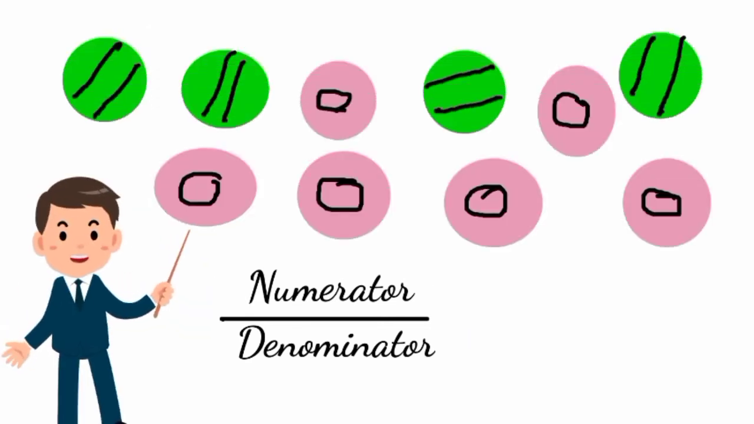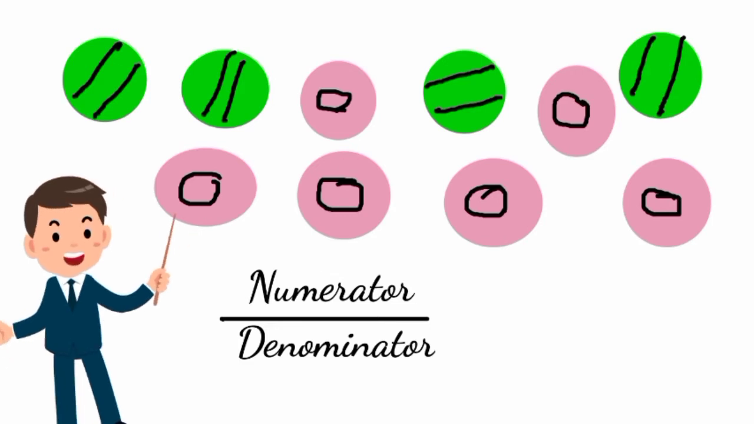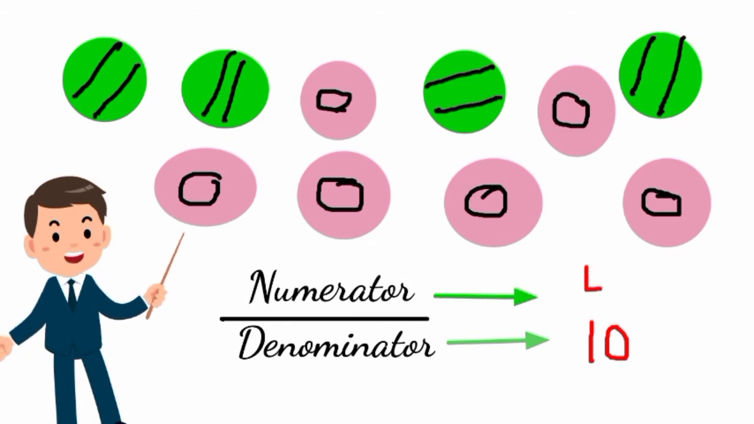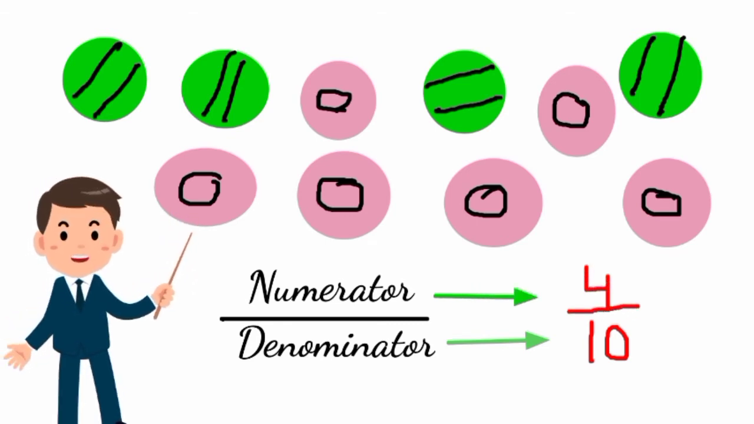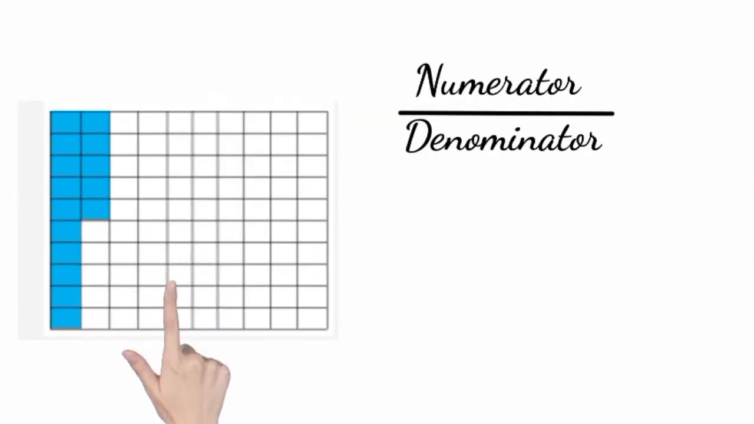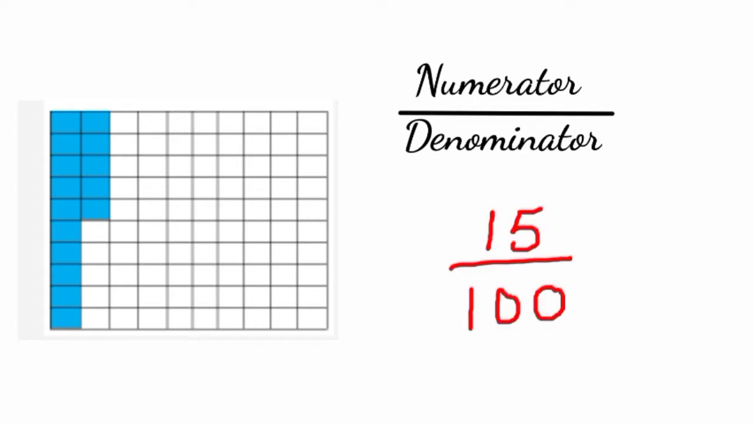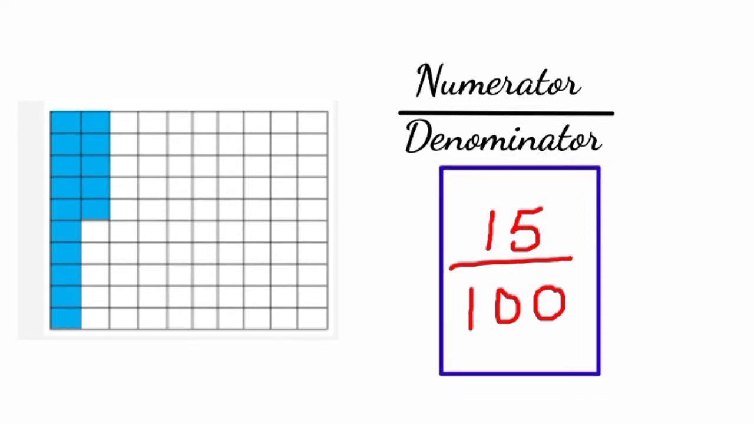Similarly, if we want to write the fraction of green balls out of these 10 balls, the total number of balls will be the denominator. So the denominator is 10, and the numerator will be the number of green balls, which is 4. So the fraction is 4 upon 10. Now in this shape, the fraction of blue cells is 15 upon 100, because blue cells are 15 and total cells are 100.